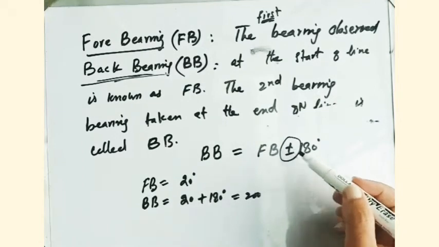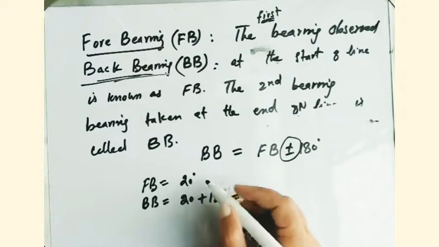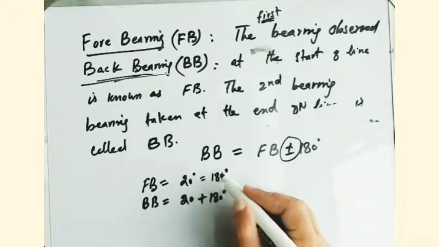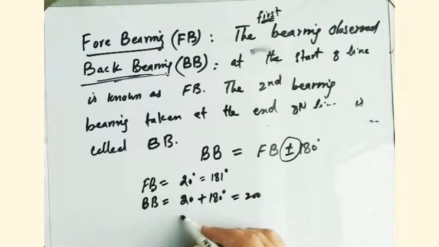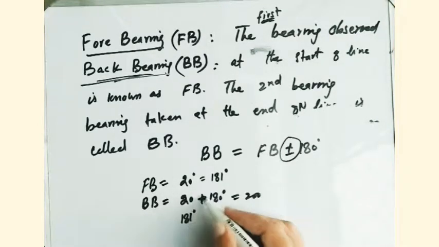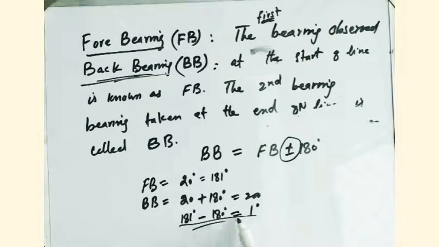I will use a plus sign if my bearing is less than 180 degree. The simple calculation. For example, here it is not 20, here it is 181 degree, so it exceeds 180 degree. Now if I want to calculate back bearing, I will use 181 degree and now use a minus sign, 180 degree, and I will get 1 degree, and that will be the back bearing. So this is how fore bearing and back bearing are converted into each other.